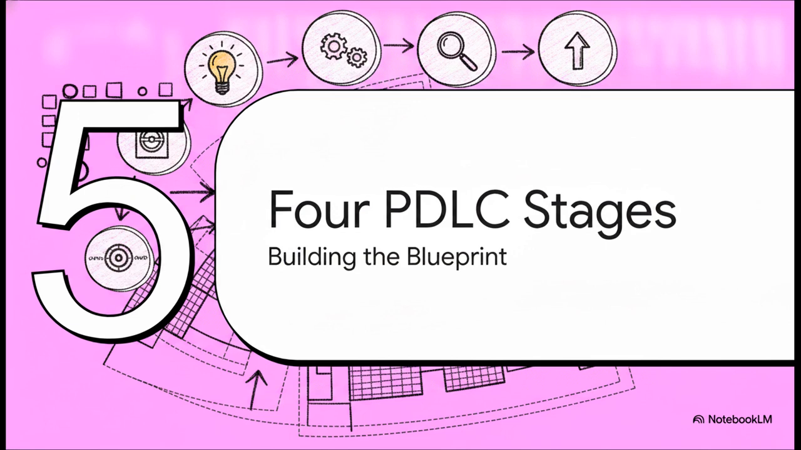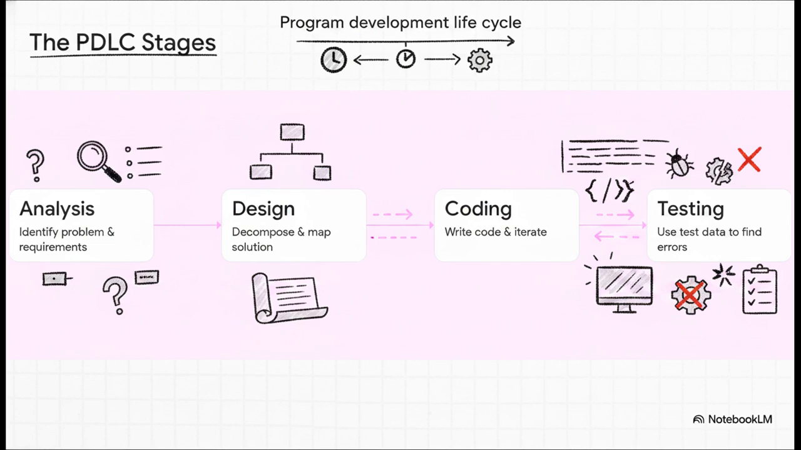Section 5, the 4 PDLC stages. Building the blueprint. Let's look at exactly how this well-ordered blueprint is built. There are exactly 4 stages in the program development lifecycle. They are analysis, design, coding, and testing. It's a linear cycle, and let's break down what actually happens in each of these critical phases.